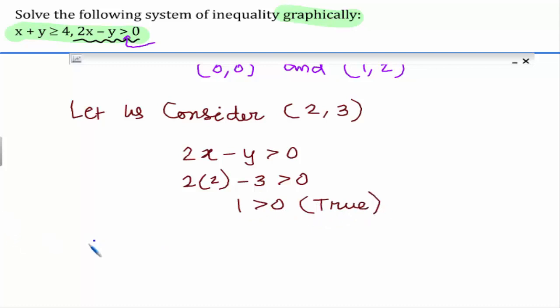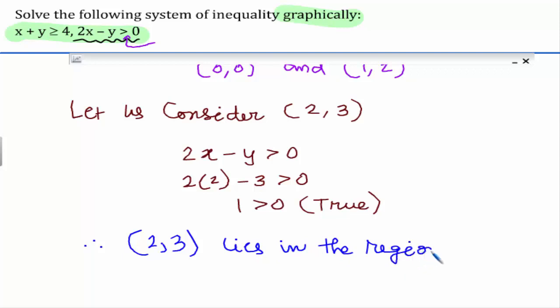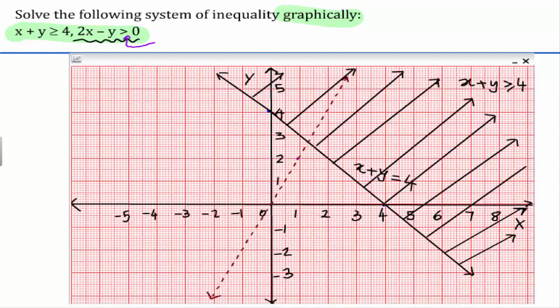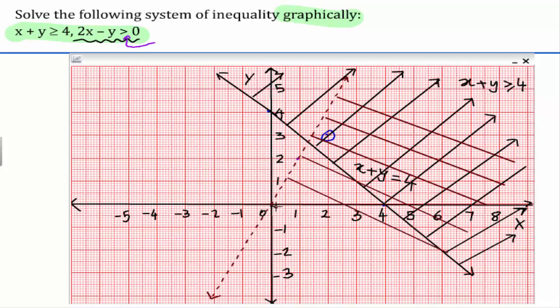So that means the point 2, 3 lies in the region. So that means we have to select the region towards this point. So if we see, 2, 3 is here. So that means your region should be towards this. This is the region in which all the solutions of the given inequality lie.